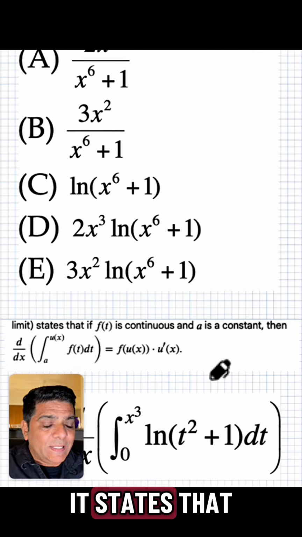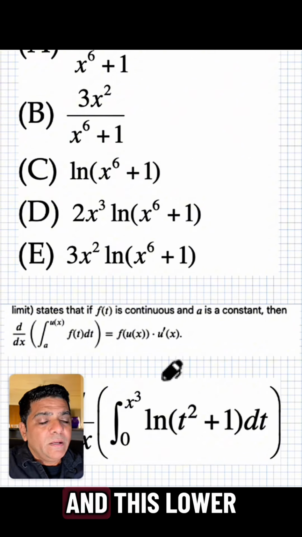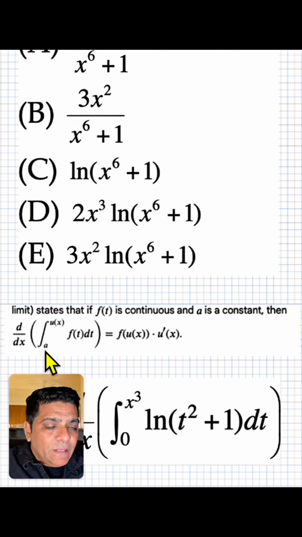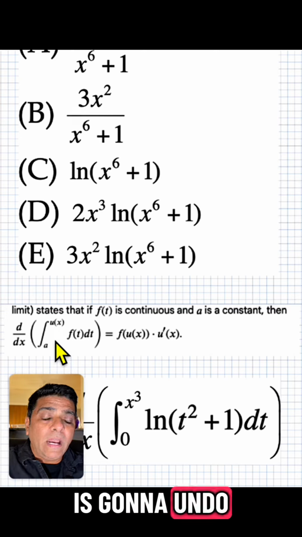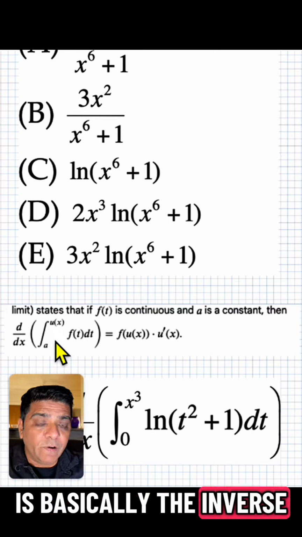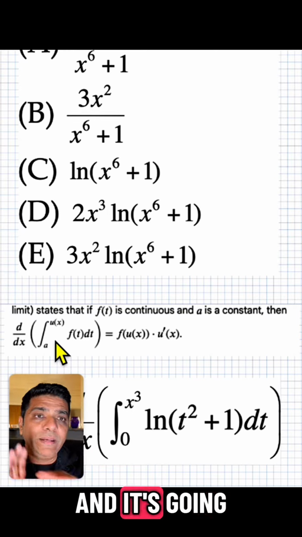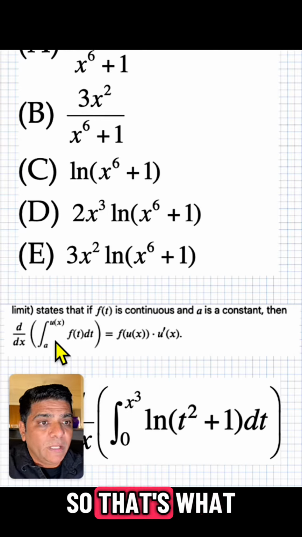It states that if you have a function f of t which is continuous and this lower limit a is a constant, then when you take the derivative of this integral, the derivative is going to undo the integral, which means it is basically the inverse. Differentiation is going to undo the integration, and it's going to give you the original function back. So they're inverse of each other. So that's what it means.